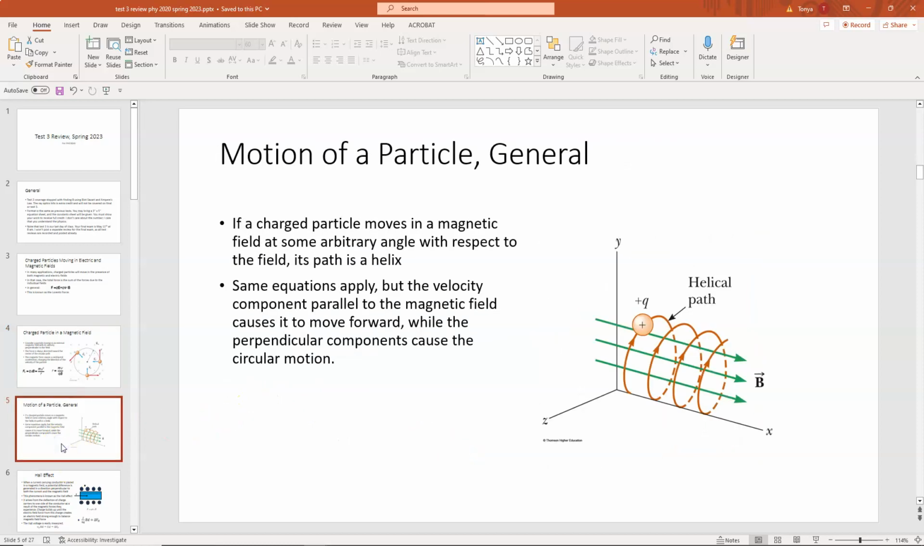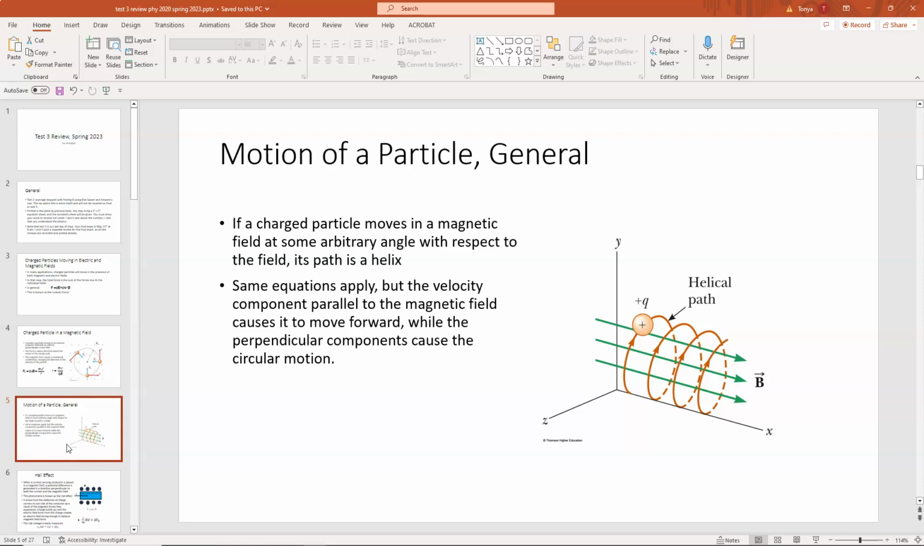Now, if your particle is not moving at right angles to your magnetic field, if it has a component of its motion along the direction of the magnetic field, then that motion would remain undisturbed. So for example, here the magnetic field is in the x direction. The particle entered that magnetic field. It had a velocity component along the x. That component remained unaltered, so it continued moving in the x direction.